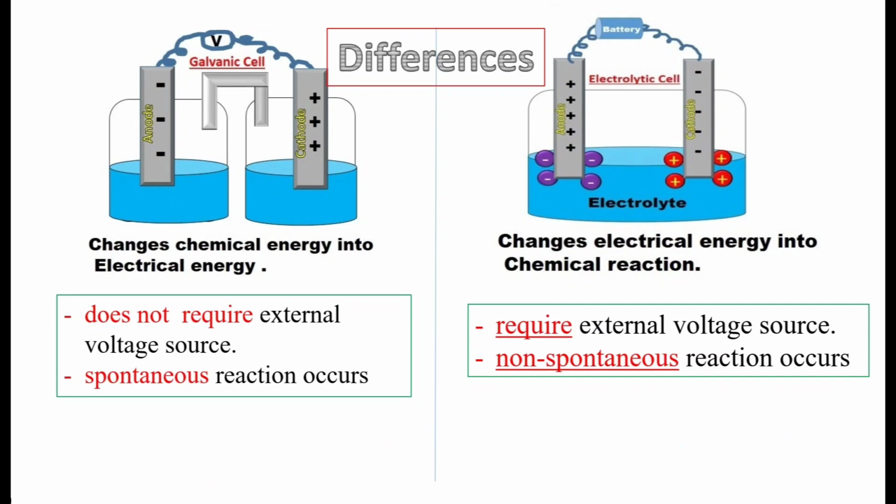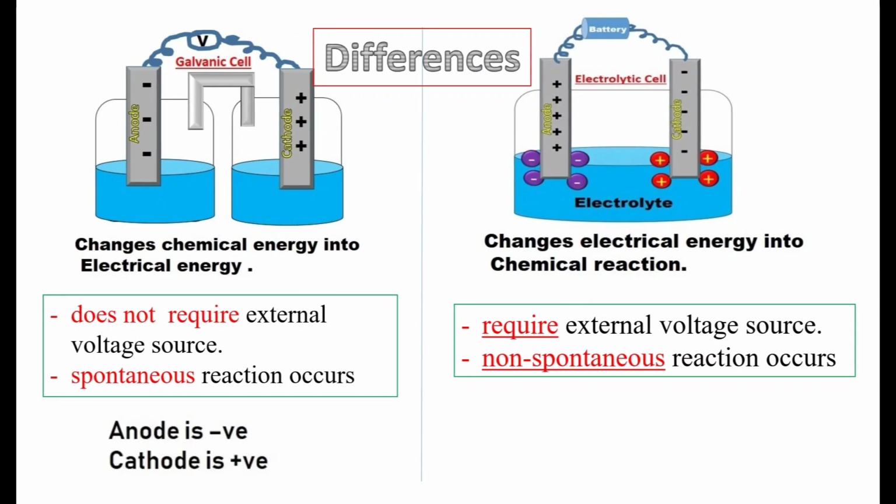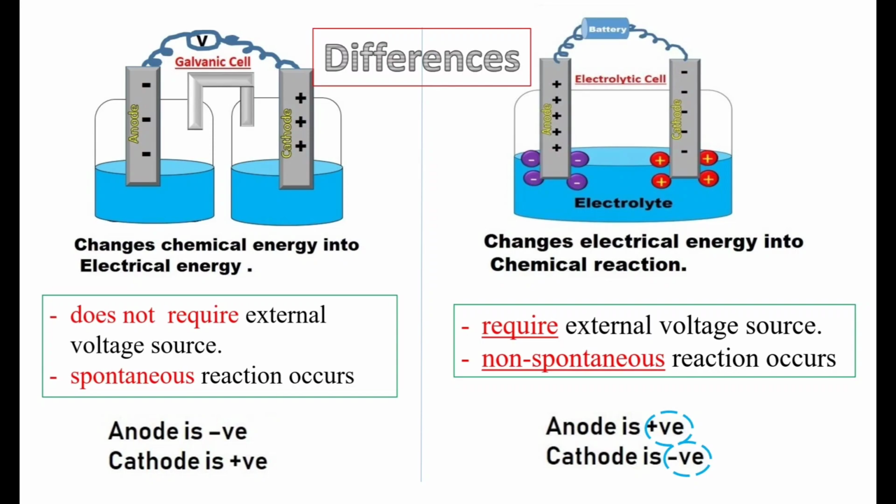My dear students, always remember that for a voltaic cell, the anode is the negative terminal and the cathode is the positive terminal. However, for an electrolytic cell, the anode is the positive terminal and the cathode is the negative terminal.